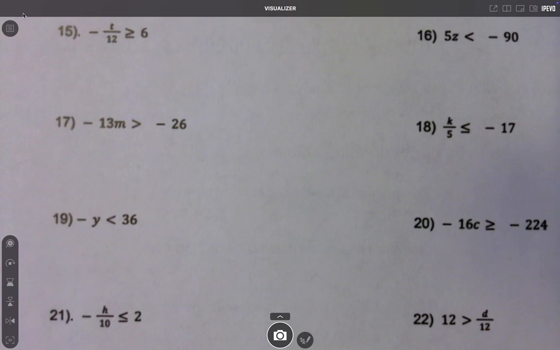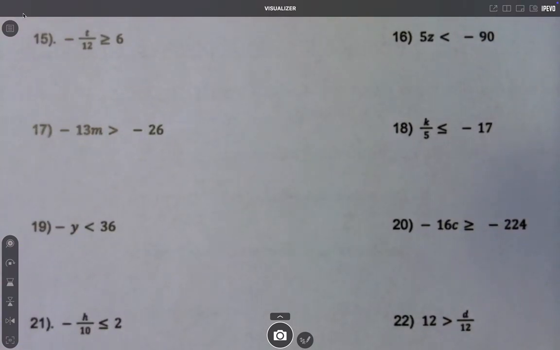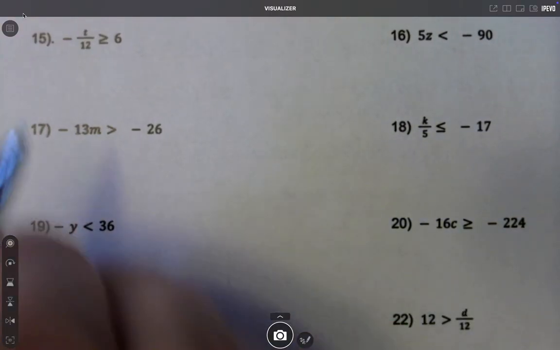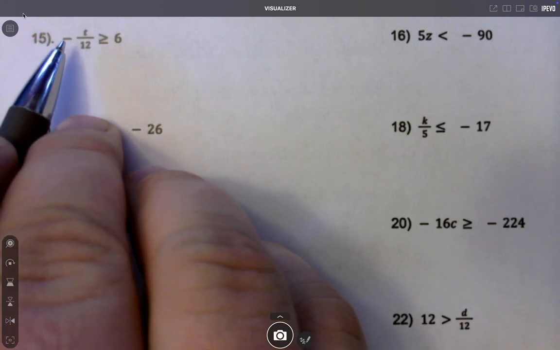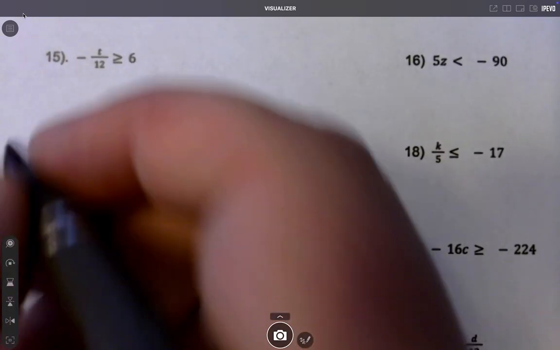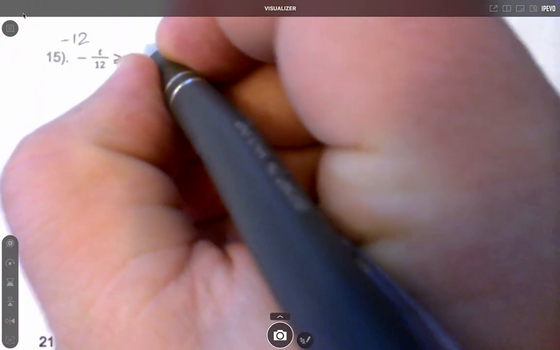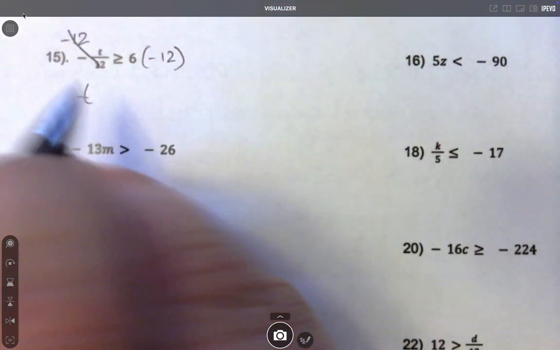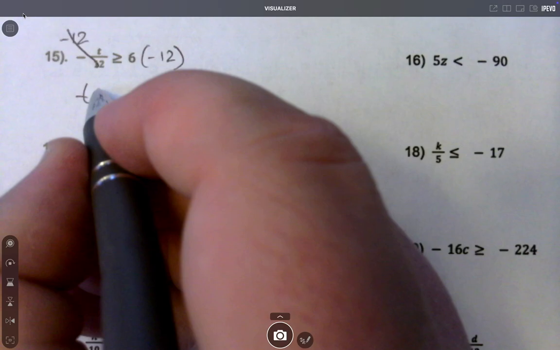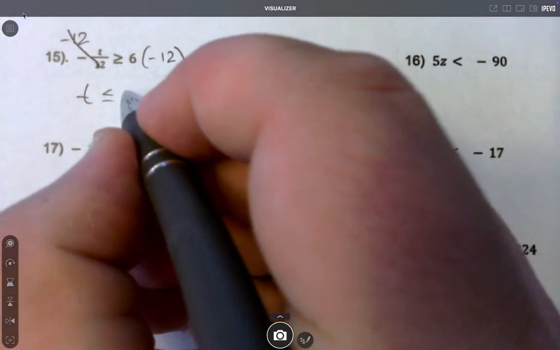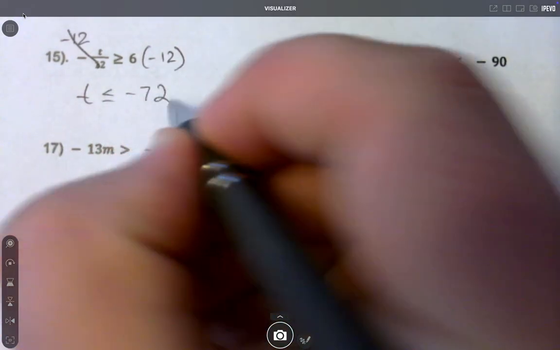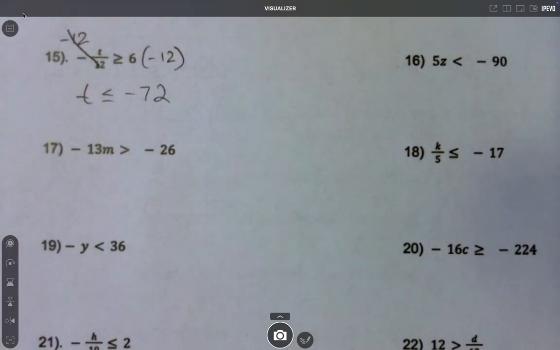Okay, we're going to keep solving. Just like I did on the previous one, I'm going to treat this as though the negative is with the 12. So I'm going to multiply both sides by negative 12. Since I multiplied by a negative number, I have to flip the inequality sign, make it less than or equal to negative 72.